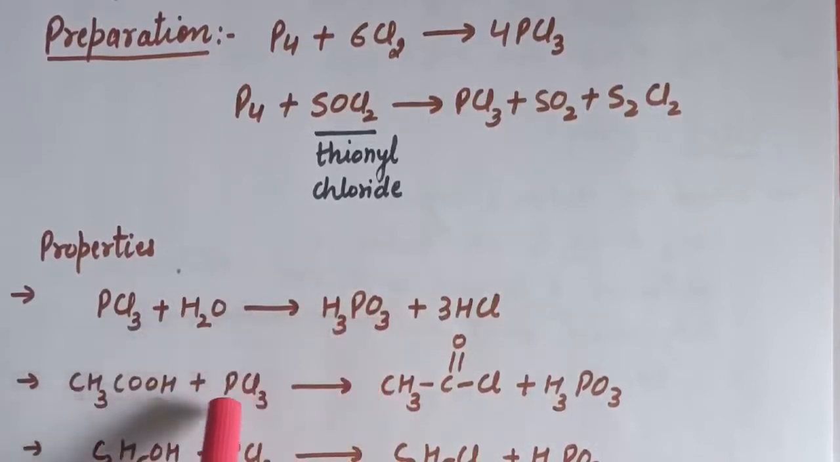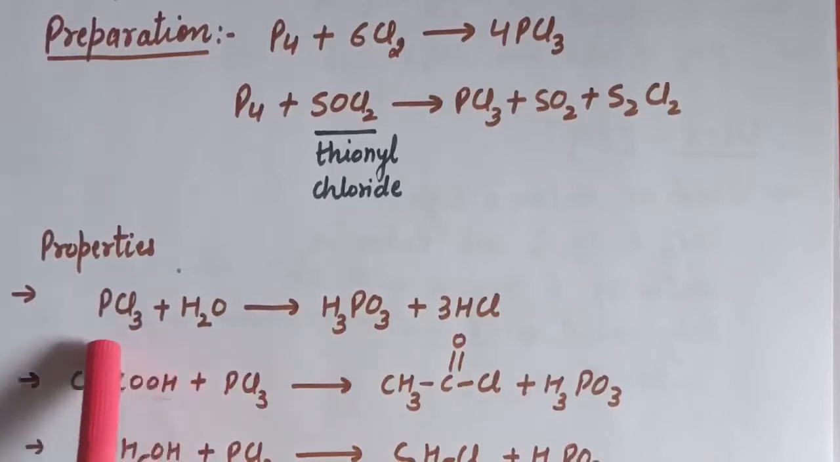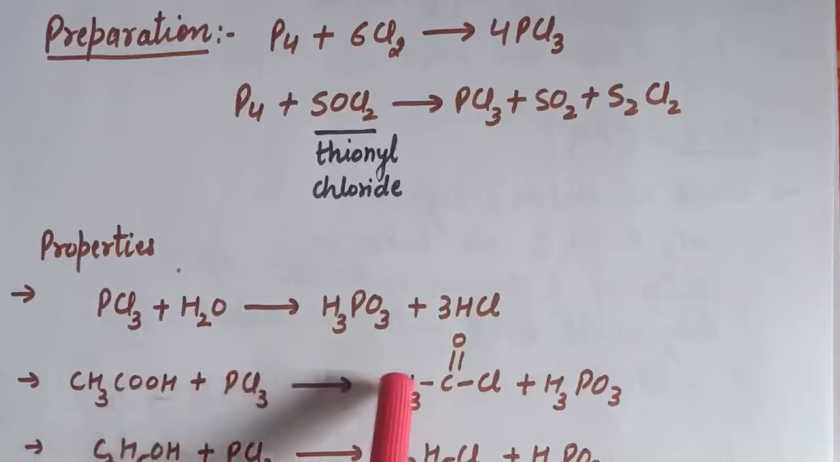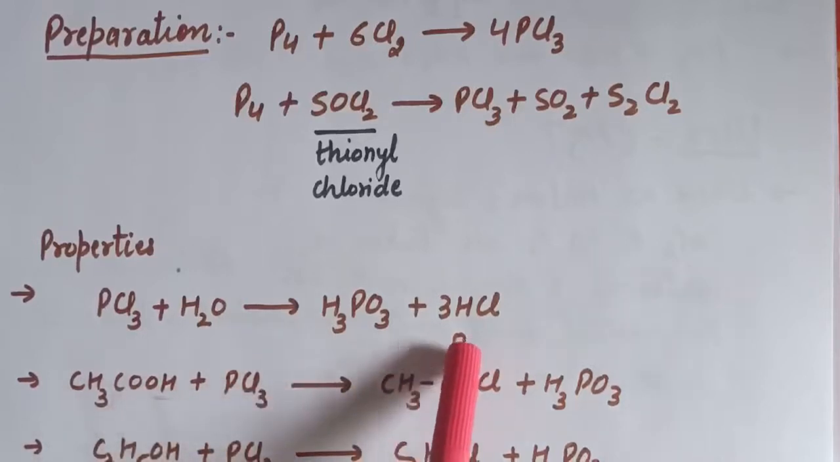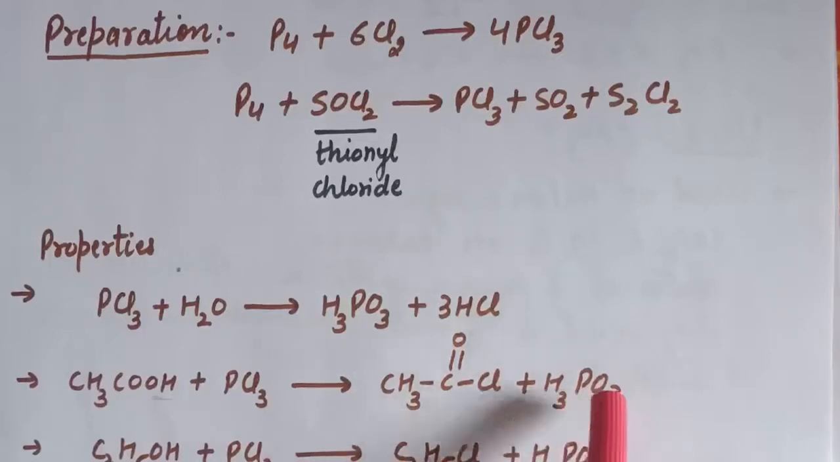Next is this phosphorus trichloride, it also reacts with organic compound. This acetic acid, it is an organic compound, and the reaction is, in this acetic acid this OH group is replaceable. So when we react phosphorus trichloride with acetic acid, this OH group is replaced by chlorine, and here we are getting CH3COCl, and along with this we are getting H3PO3.